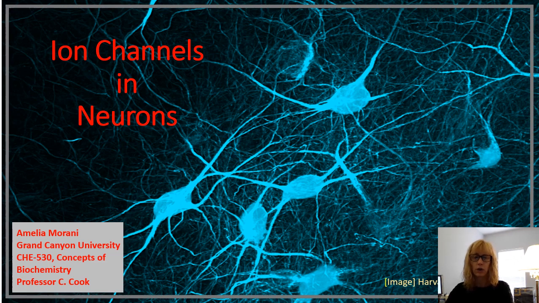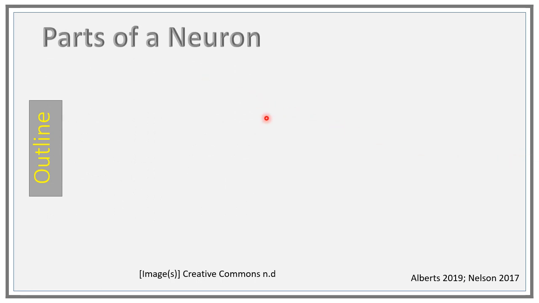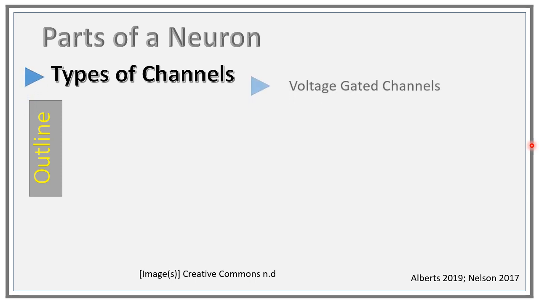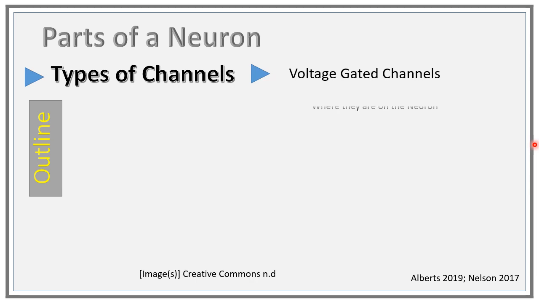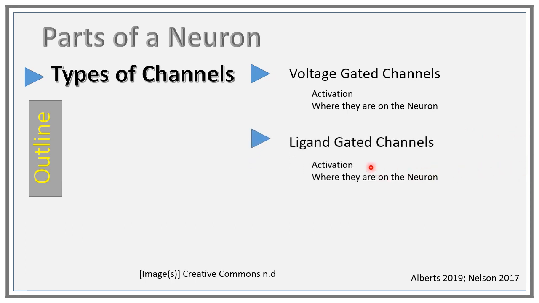On the next slide, we'll look at an outline of how I'm going to proceed today. We'll begin by looking at the neuron and the parts of the neuron, that cell type where our channels are located. Then we'll look at different types of channels, and those will include voltage-gated channels. We'll look at where those are and how they're activated. Then we'll turn to ligand-gated channels. We'll look at how those are activated and where those are on a neuron. And then we'll look at leak channels, and we'll also look at how those are activated and where they are on the neuron.